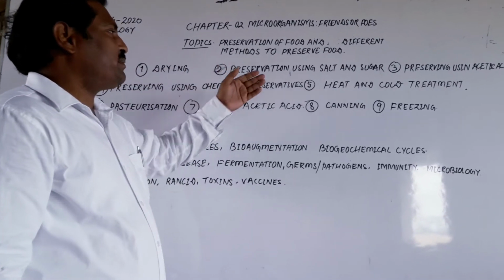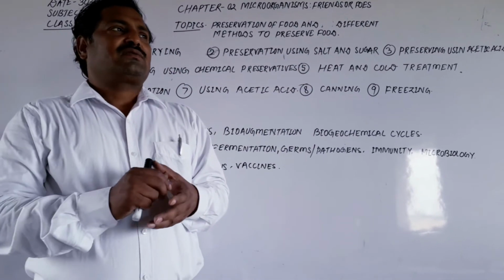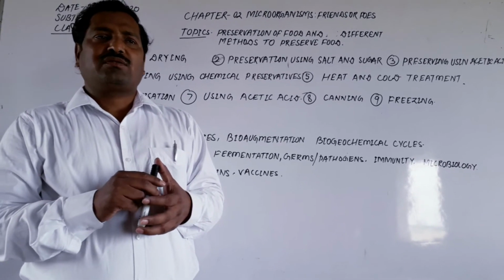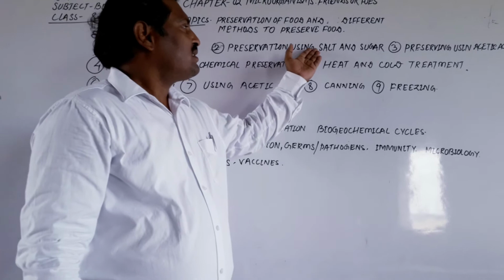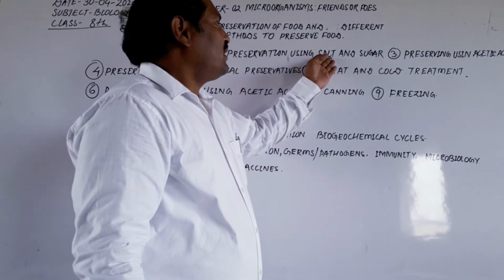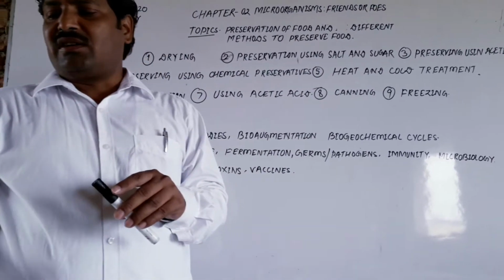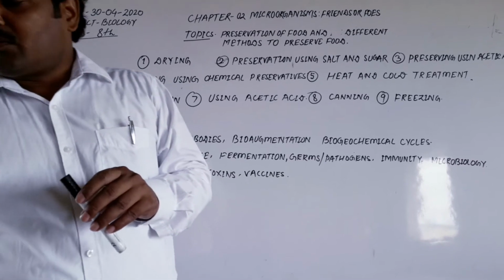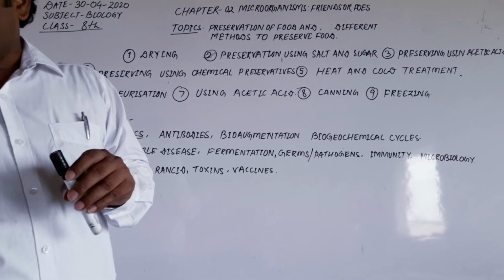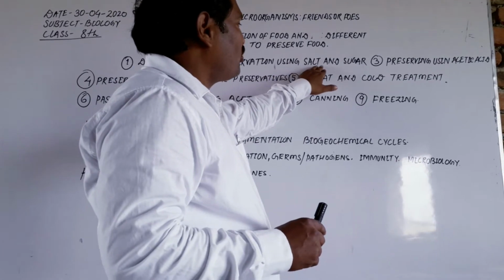So the second method is preservation by using salt and sugar. Dear students, different food items like jams, pickles and mangoes also use salt and sugar. Then what do salt and sugar do? Salt and sugar reduce the water content present in the food item, and our food is free from the microbes. It also retards the microbe actions.